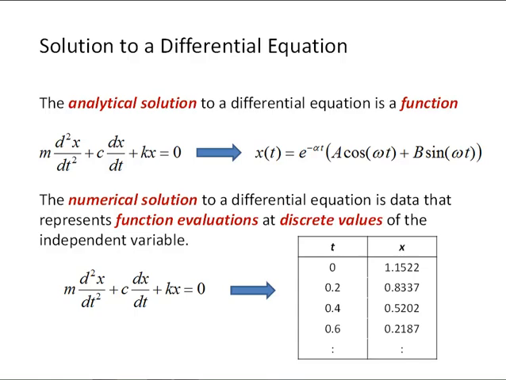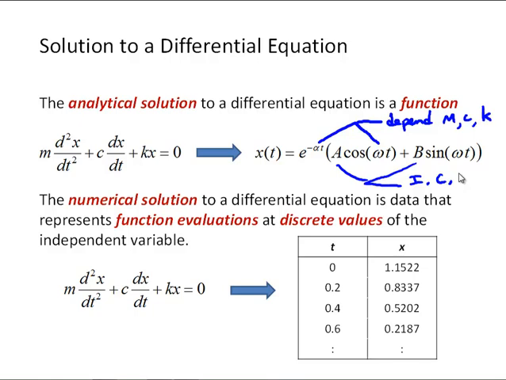So let's talk about the solution to a differential equation. The analytical solution to a differential equation is a function. So here's that spring mass oscillator equation again, and under certain values of m, c, and k, that solution, x of t, would be a function e to the negative alpha t times the quantity a cosine omega t plus b sine omega t. And in this solution, alpha and omega depend on the model parameters m, c, and k, and a and b depend on the initial conditions, and I'll talk more about initial conditions in a minute.